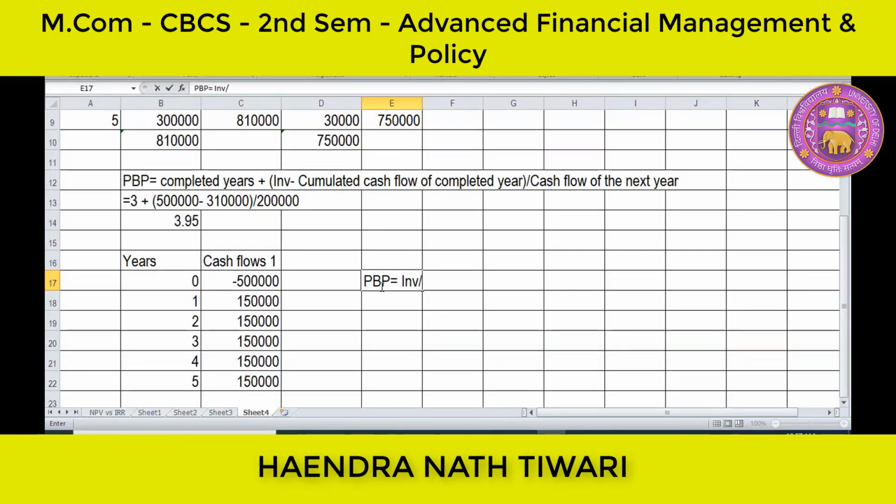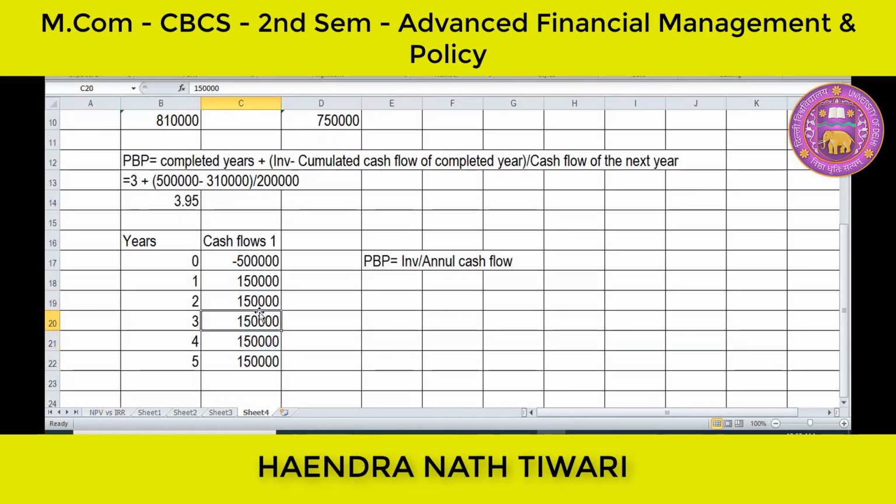Investment amount divided by annual cash flow, because it is the same, equal. So no need to have a cumulative cash flow thing. Even if you do it, it will come out the same, but there is no need. You can simply say it is 5 lakhs divided by 1,50,000. So in 3.33 years my amount will come back. 3.33 years. That's your payback period. So calculation of payback period is quite easy.